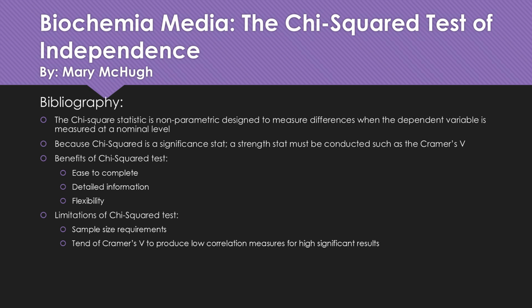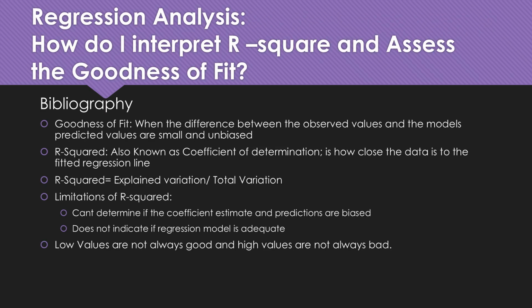Some benefits of the chi-square test are ease to complete, the detailed information, and the flexibility. Limitations of the chi-square test include sample size requirements and the tendency of Cramer's V to produce low correlation measures for highly significant results. The third article is Regression Analysis, How Do I Interpret R-Square and Assess the Goodness of Fit?